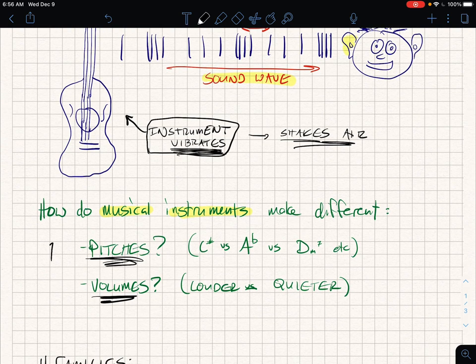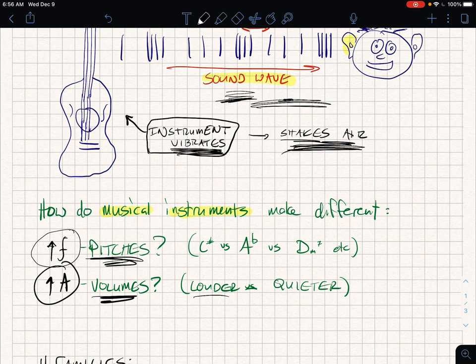So if I want to make this have a higher pitch, what I need to do is simply increase the frequency. I need to somehow get this air to wiggle back and forth more often. So instead of wiggle, wiggle, wiggle, wiggle, to get a higher pitch, I want it to go wiggle, wiggle, wiggle, wiggle, wiggle. To increase the volume, to make this louder, what I need to do is increase the amplitude. So instead of little baby wiggles, I want really big wiggles. I want it to have a really strong vibration back and forth.